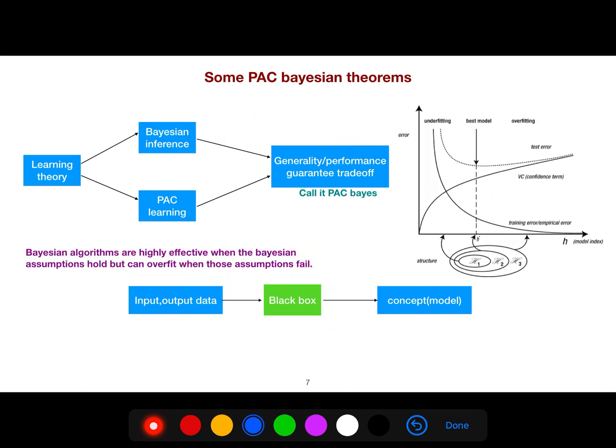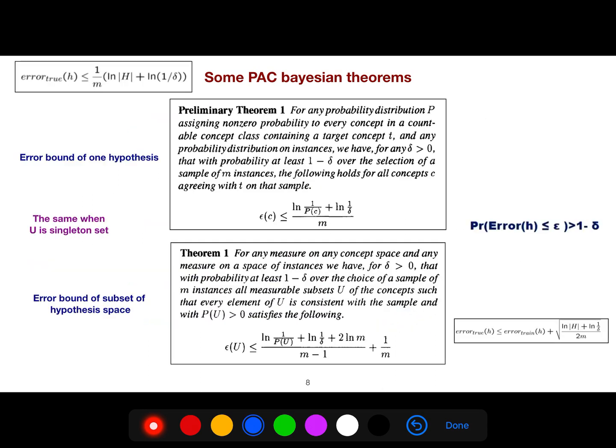In learning theory, we have Bayesian inference and we have PAC learning. PAC is generally for frequentists, and Bayesian inference is for Bayesians. If we combine these two worlds, we call it PAC-Bayes, frequentist and Bayesian. It's always a black box. You don't know the model. You give input and output and you get the concept model. Bayesian algorithms are highly effective when the Bayesian assumptions hold, but can overfit when those assumptions fail.